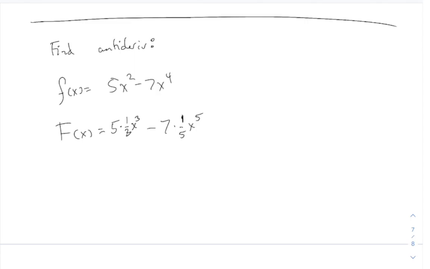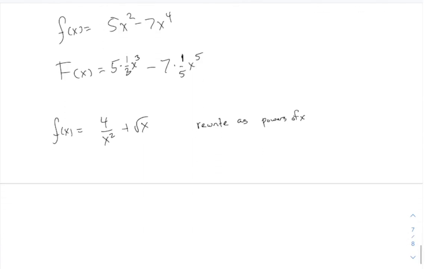How about, here's another one, a little more interesting here. 4/x squared plus root x. So I never said anything about how do you handle division, and I also didn't say anything about how you handle square roots. My suggestion would be rewrite as powers of x. For example, so I'm not writing the antiderivative, just the same thing again. I'm going to resimplify it. The square root of x, everybody knows, you can rewrite as a power of x as x to the 1/2 power, right? So I'm going to write it that way.